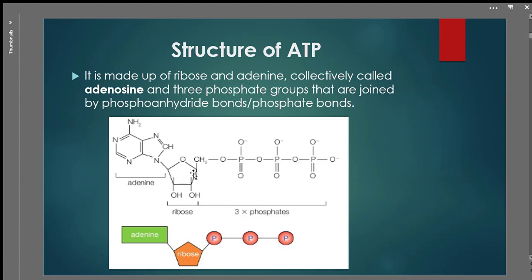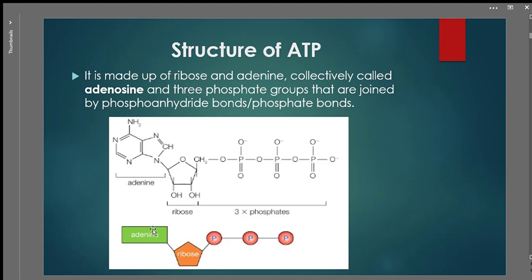Now, attached to the adenosine are 3 phosphate groups. So we have the first phosphate here, the second, and the third. My discussion will majorly look at the third phosphate group during the synthesis and the breakdown of ATP. These 3 phosphate groups are joined together using what we refer to as the phosphoanhydride bonds, or the phosphate bonds. That's the phosphoanhydride bonds highlighted here, and we can also refer to them as the phosphate bonds. I advise you to go with the phosphate bonds.